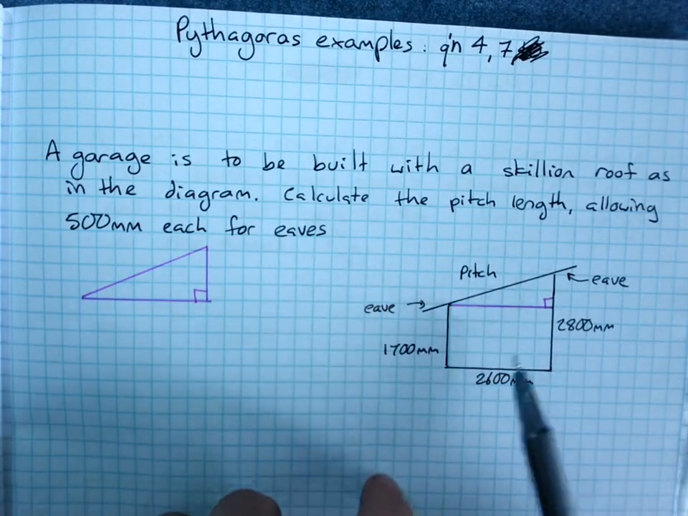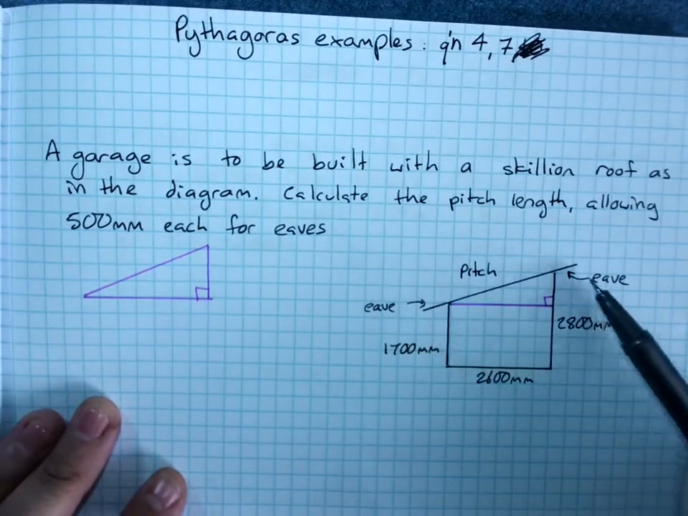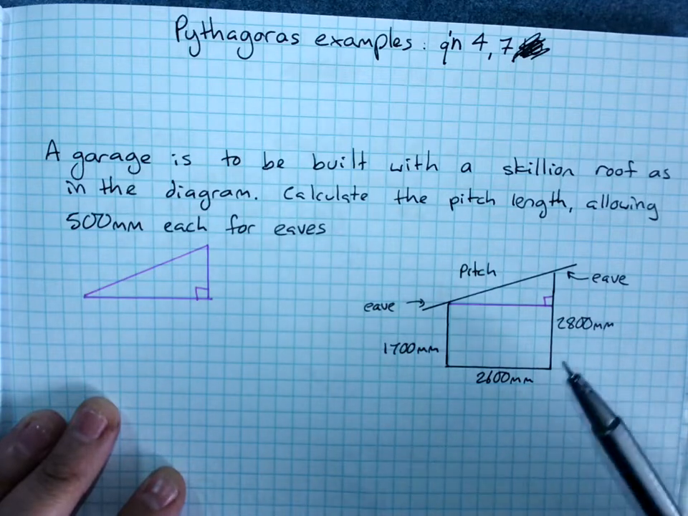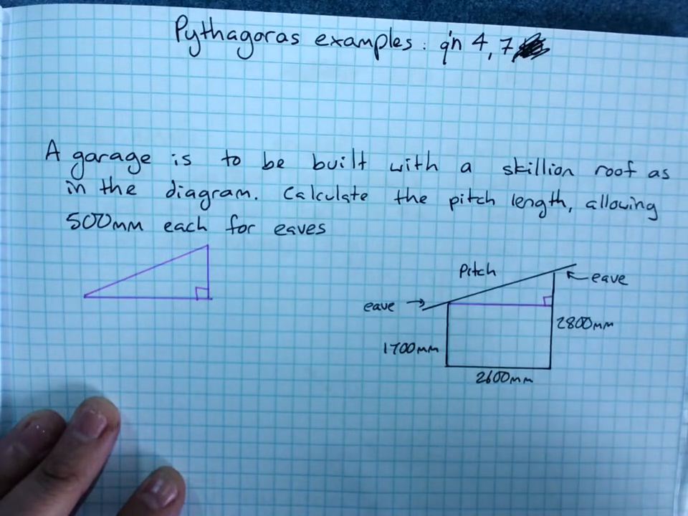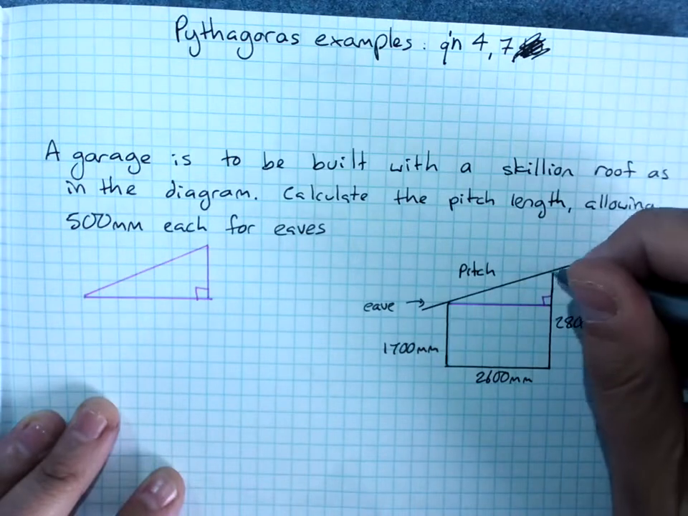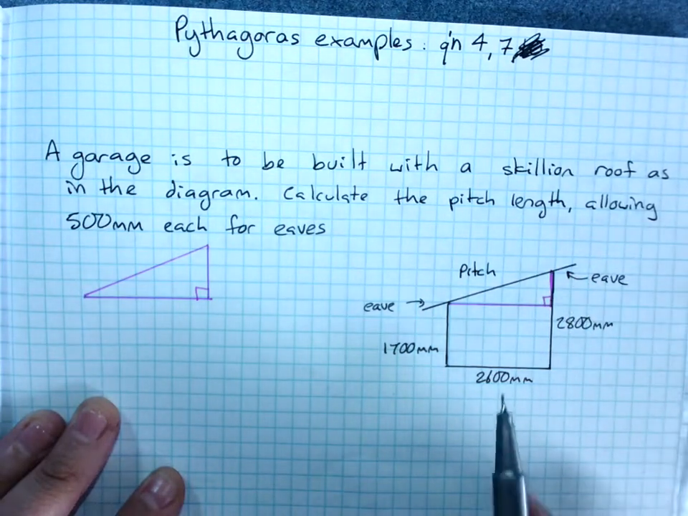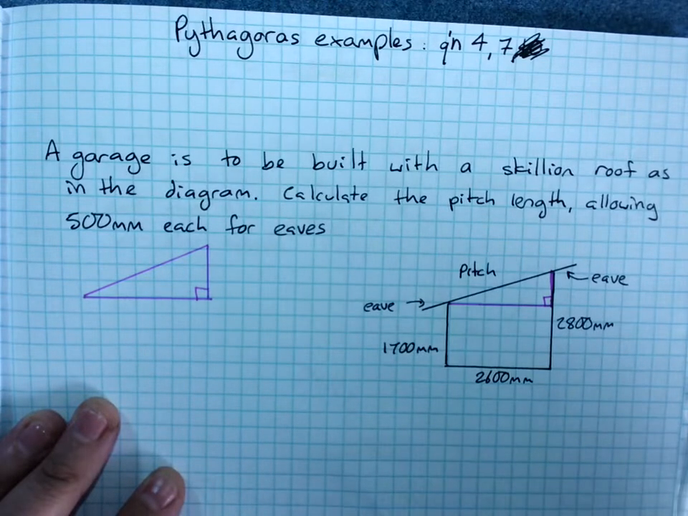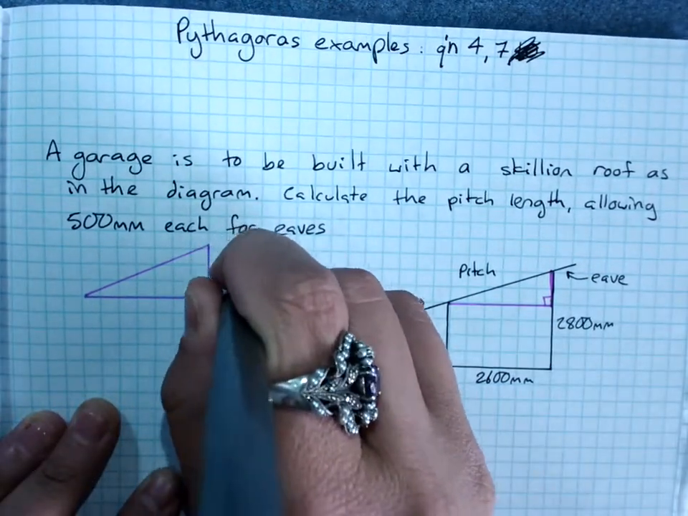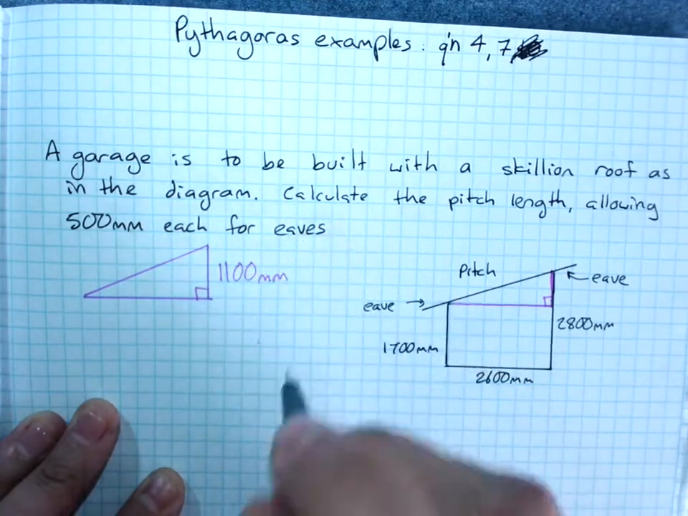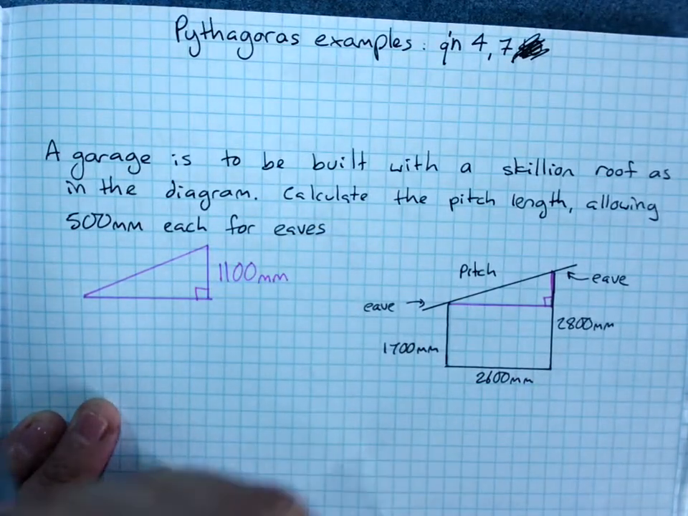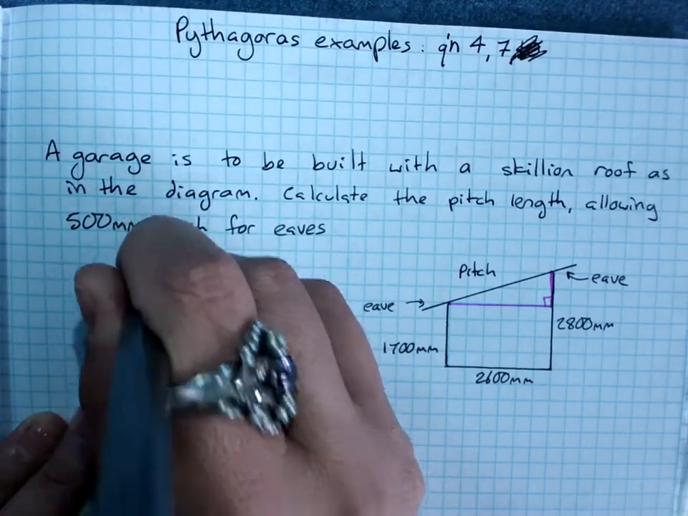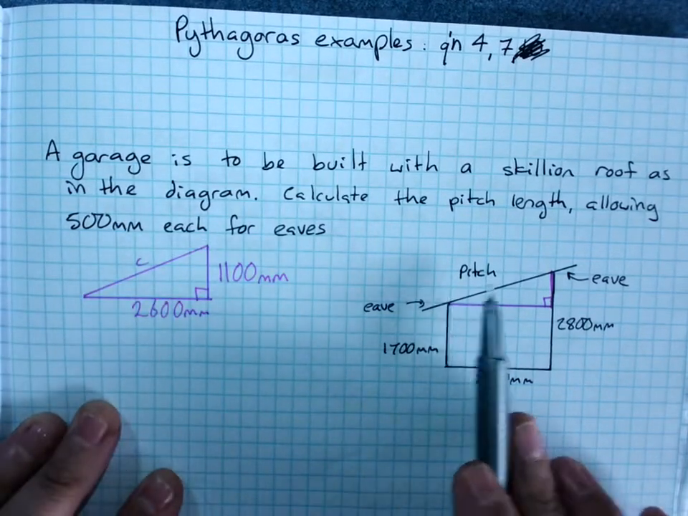Or, of course, sometimes the right-angled triangle doesn't give you the length you need, but it will let you find the length you need, so sometimes calculating this. To find this length here of our triangle, it will be 2,800 minus 1,700. So I've got 1,100 millimeters. I've got 2,600. And C is the hypotenuse, and that is the length that we need.